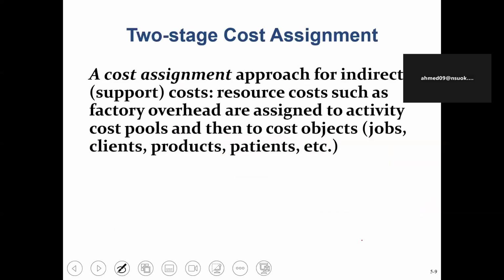So there are two stages of cost assignment. Resource costs such as factory overhead are assigned to the activity cost pools. You know, under the cost pools, there are several activities. Okay. And once you assign to the activity cost pool, from there you assign to the cost objects, such as jobs, clients, products, and patients.